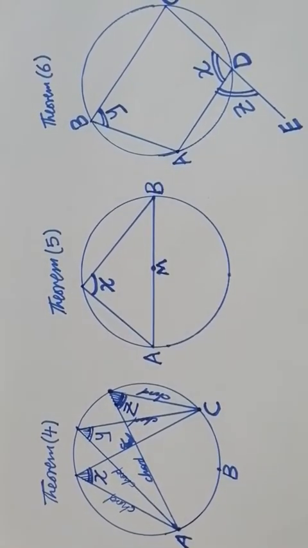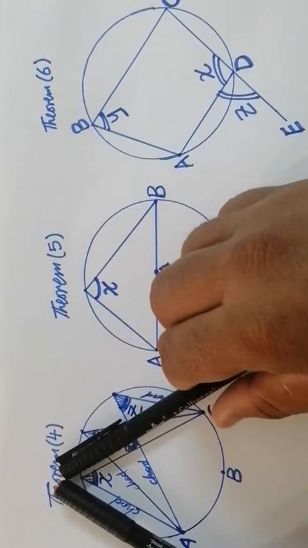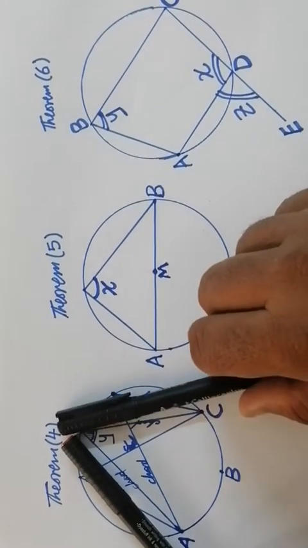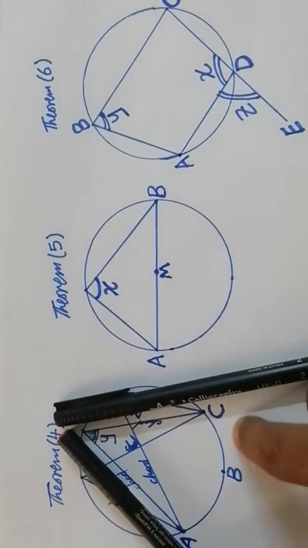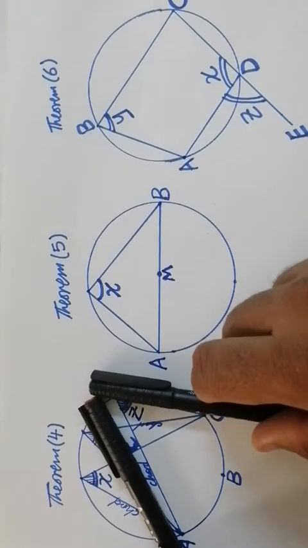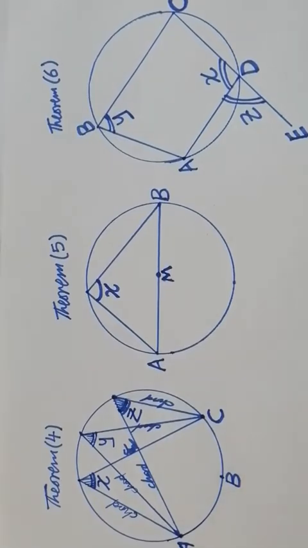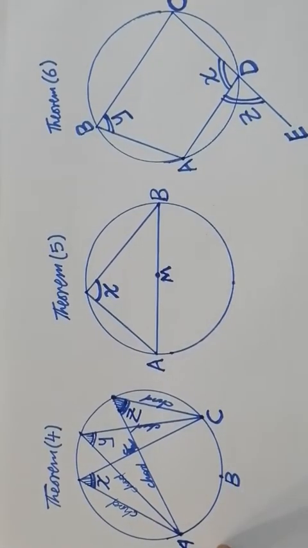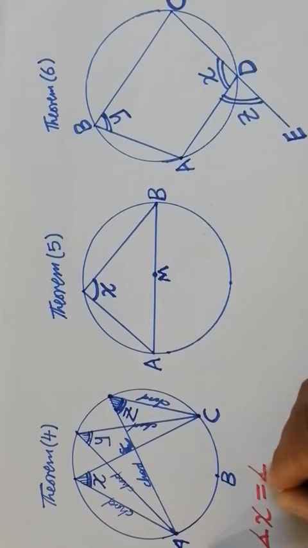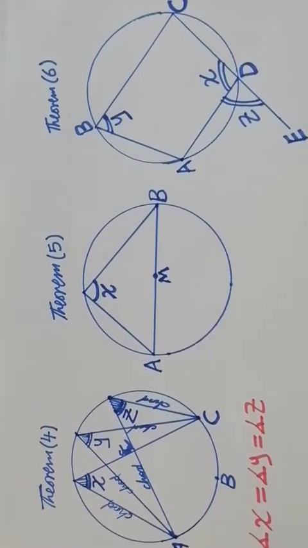If they are sharing the same arc, they are supposed to be equal. Angle X here is on the arc ABC. Angle Y is on the arc ABC. Angle Z is also on the arc ABC. So these 3 circumference angles are sharing the same arc ABC. Since they are sharing the same arc, they are supposed to be equal. So angle X equals angle Y equals angle Z.